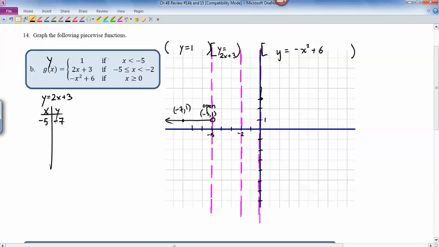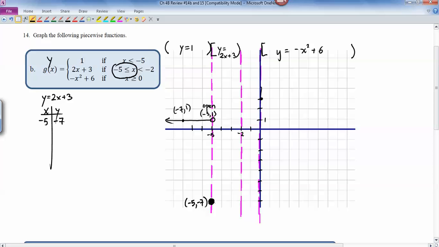And I want to include that point because I'm actually allowed to use x equals -5. So right here, since I'm including that point, I'm going to use a solid dot, a closed dot. So this point right here, -5, -7. Okay?